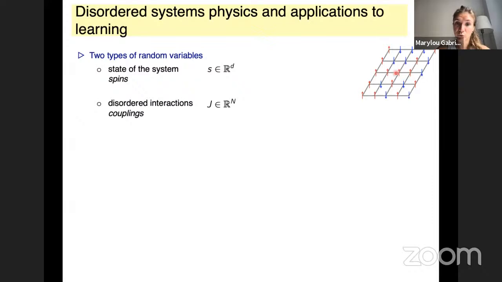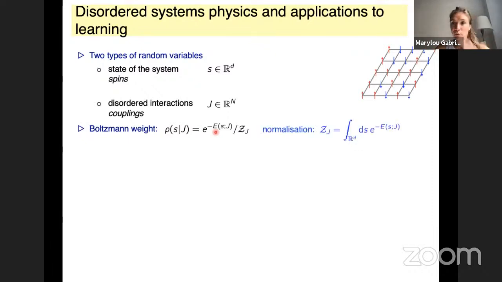What do they want to do? Do they want to align? Do they want to anti-align? And of course, then the distribution of states is given by a Boltzmann weight with an energy function that is going to depend both on the state variable and on the value of the interactions. And we will want to compute the normalization, the partition function, to understand the physics.